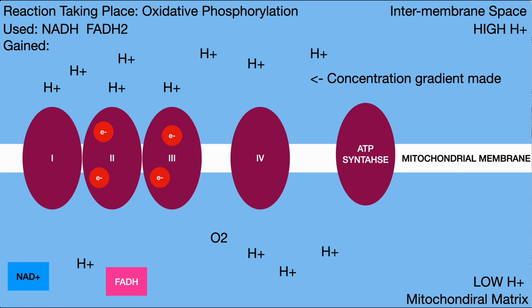So these electrons that are moving in these increasing electronegative proteins are going to pump H plus ions across the mitochondrial membrane into the inner membrane space. This will, of course, make a concentration gradient of high H plus in the inner membrane space and low H plus in the mitochondrial matrix.